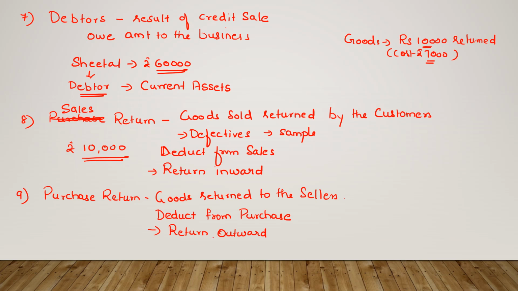And the value of purchase return in this example would be the cost. So the purchase return would be for 7,000 rupees. 10,000 was the value at which it was sold to the customer and they returned it. So we would put the sales return as 10,000, the cost of which was 7,000. So when Smita is returning back those goods to her supplier, she would have to credit purchase return with 7,000 rupees. So that is the meaning of the term purchase return.